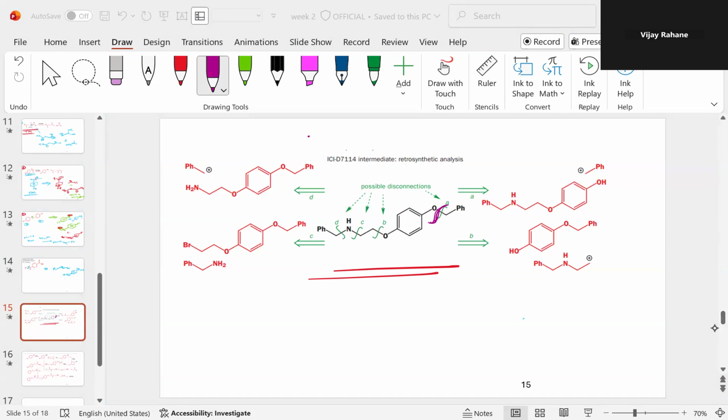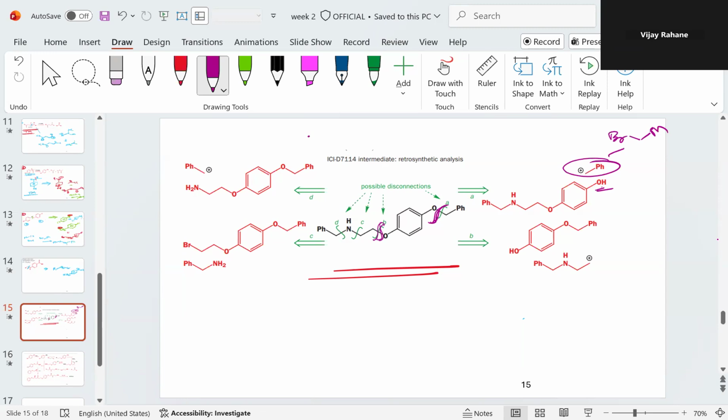So if you do the disconnection on this A point, what species can we get from this one? So this entire part comes from the OH, and this will be the PhCH2 positive. Obviously, it can come from PhCH2Br, right? BrCH2Ph.